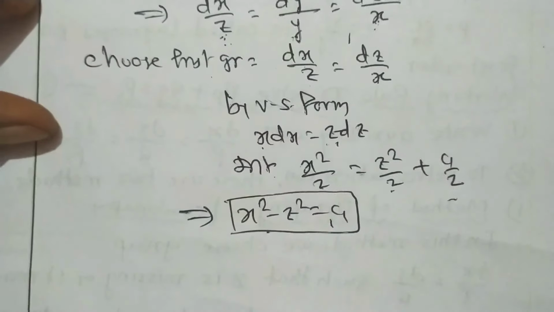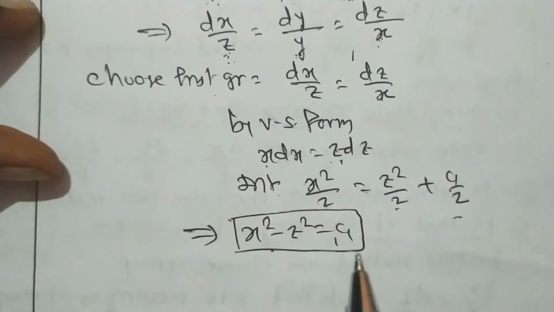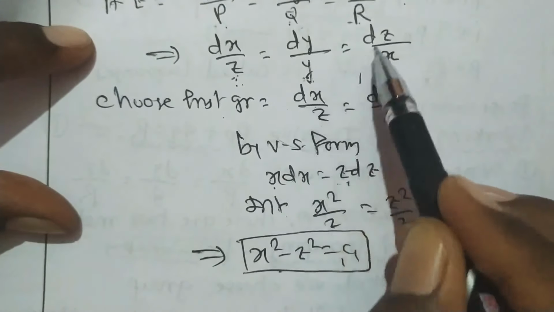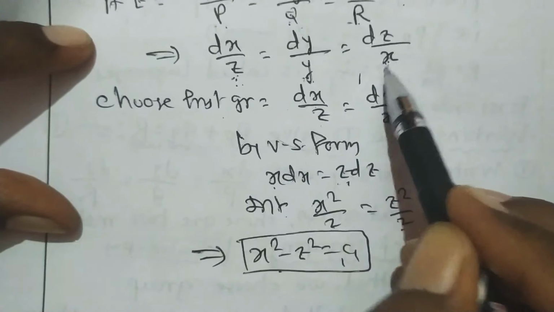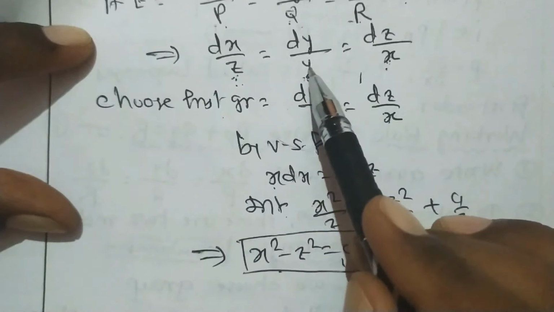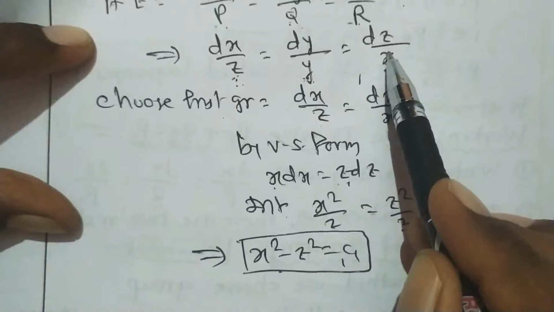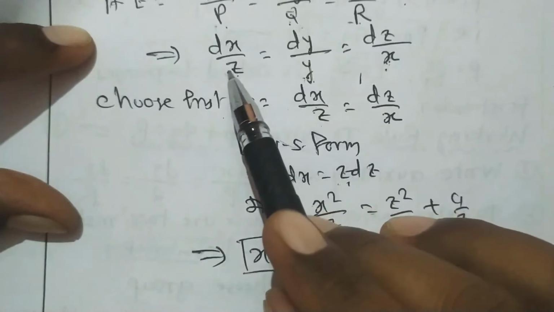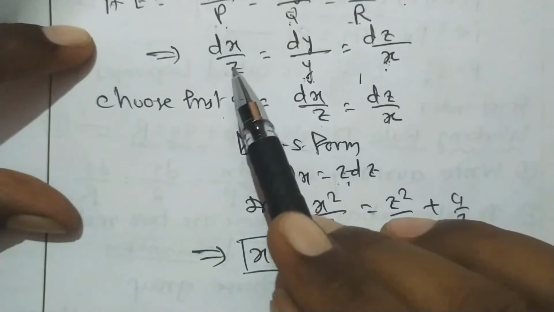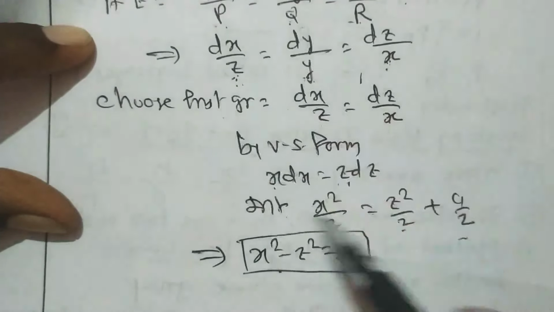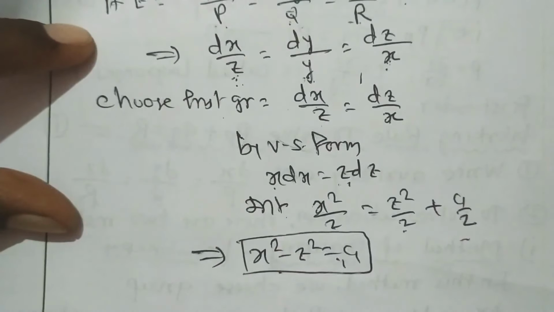Now we have to find the second solution. For the second solution, the differential equation is dx upon z equal to dy upon y equal to dz upon x, and how do we choose the second group? A second group is not possible here, because if we take dy equal to dz, then x is present. If we take dx is equal to dy, then z is present, and dx equal to dz we have already used to find the solution. So how do we find the second solution?